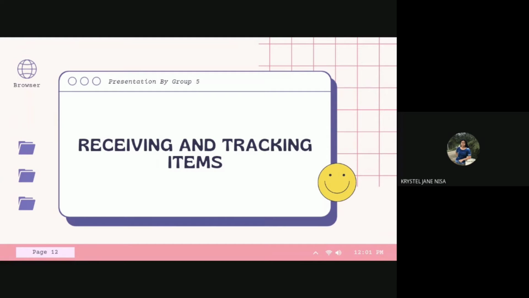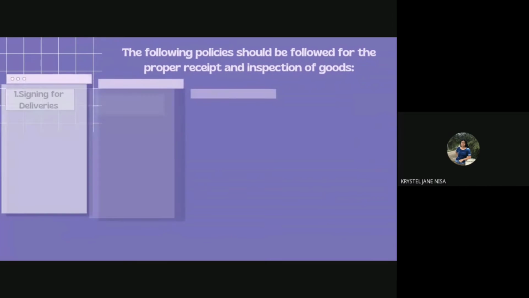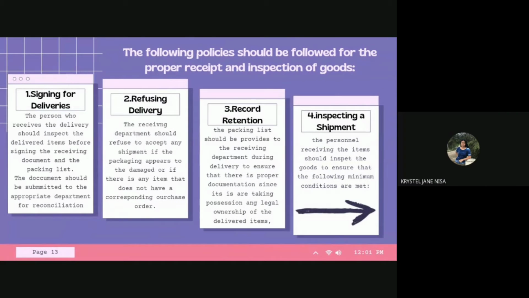Receiving and tracking items. The following policies should be followed for proper receipt and inspection of goods. Number 1. Signing for deliveries. The person who receives the delivery should inspect the delivered items before signing the receiving document and the packing list. The document should be submitted to the appropriate department for reconciliation. So signing for deliveries is the proof of delivery that the recipient received the shipment in good condition.